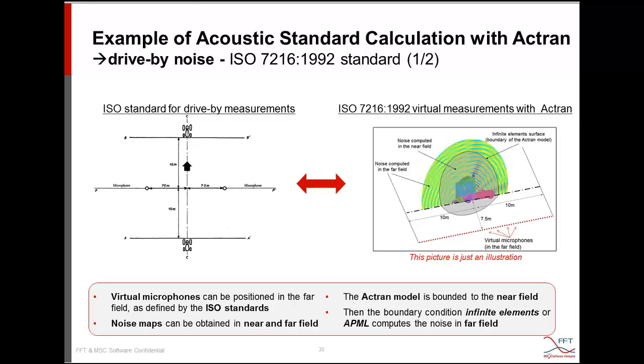Now taking the example of the pass-by noise covered by the ISO standard 7216, the tractor is driven over 20 meters with two microphones located halfway, 7 meters away from the tractor or the combine. In the simulation, the vehicle can be modeled in Actran, and a line of virtual microphones allows computing the noise in the same condition as during experiments.